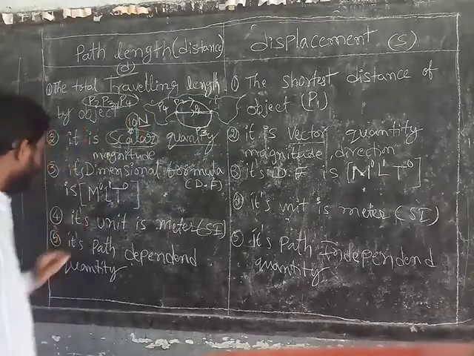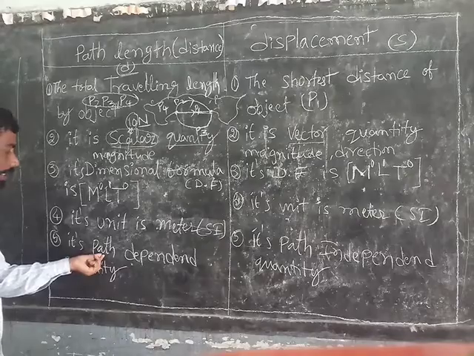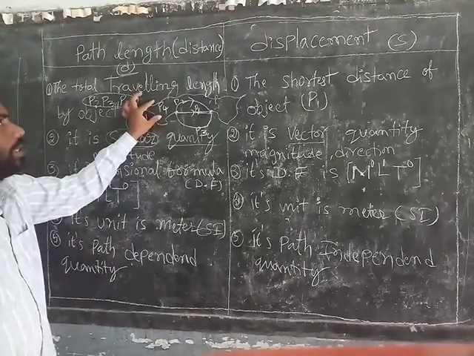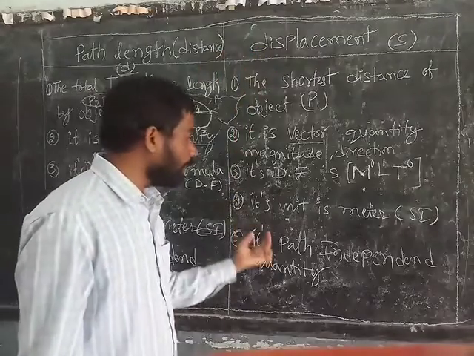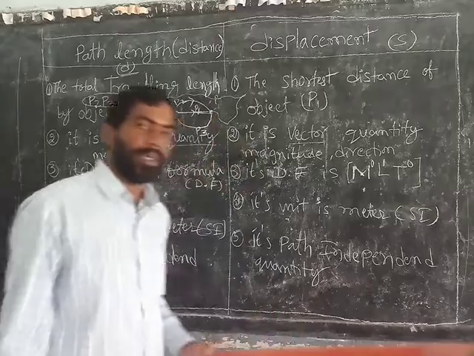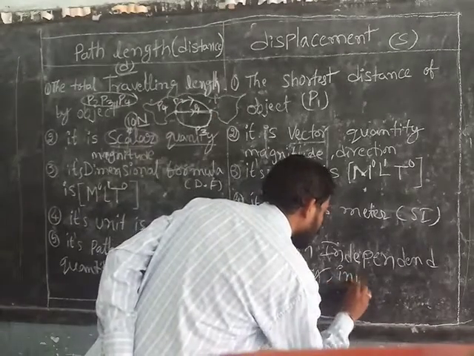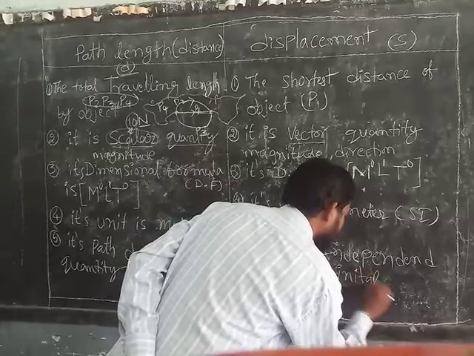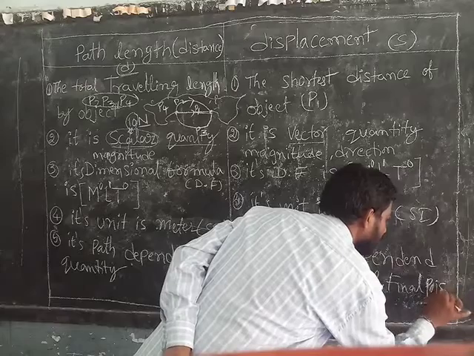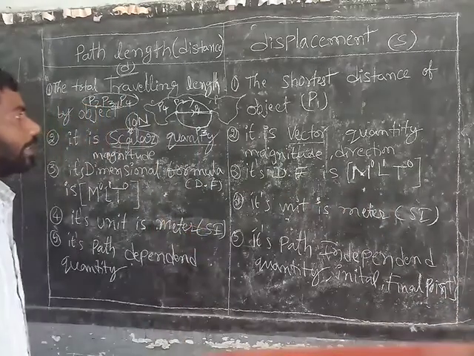So that's why distance is called path dependent. It depends on the path. Displacement does not depend on the path, so it is taken as path independent. But it depends on the initial and final points. Initial and final points, that's the most important thing.